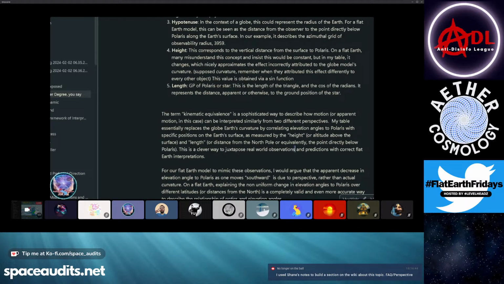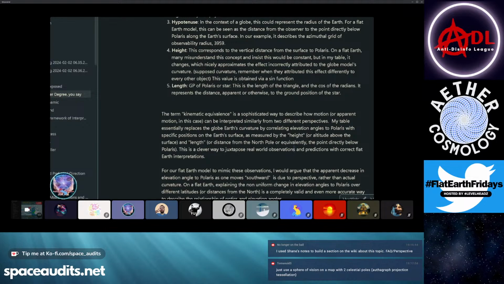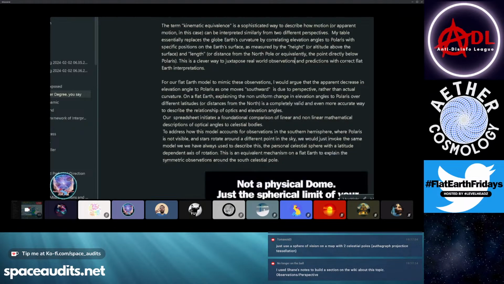And this is the supposed curvature, because they attribute this one effect, and everything else to perspective. So we use that sine function to obtain that in some of the data, which we'll get to in just a moment. Again, the length, which would be the length of the triangle, we use for the cosine, and it represents the distance to the ground position of the star. So that's our variables.